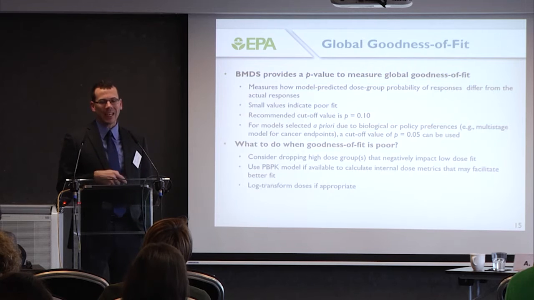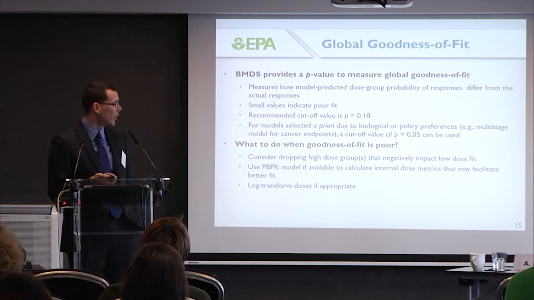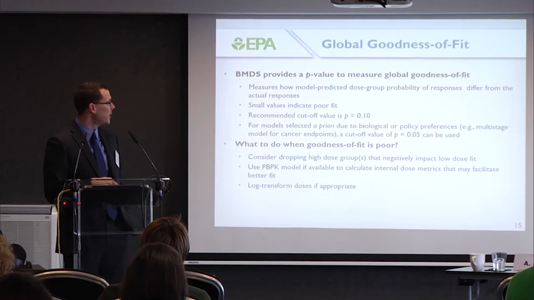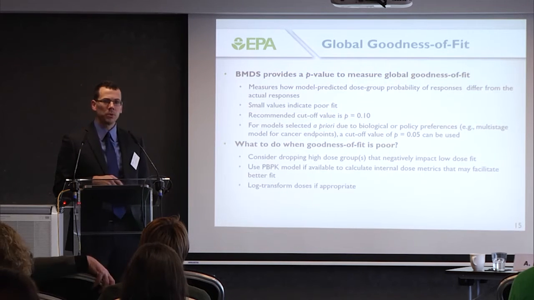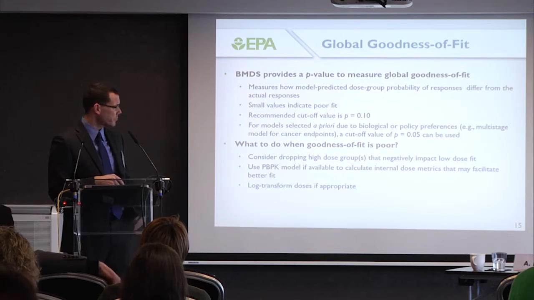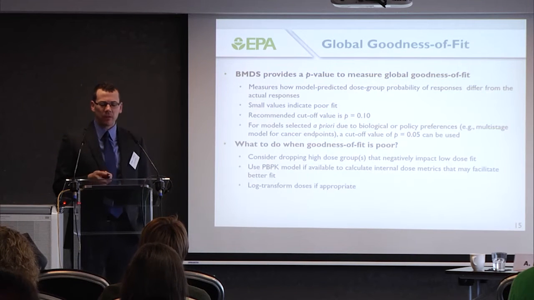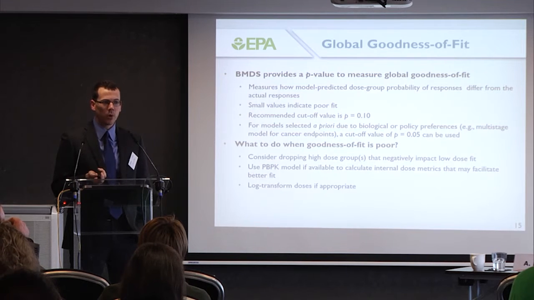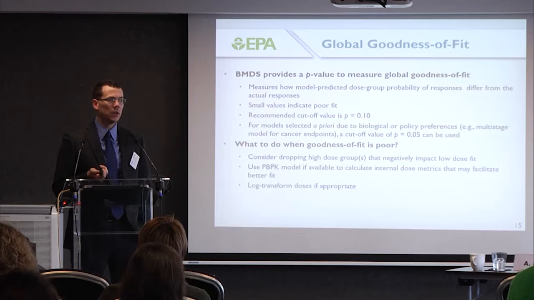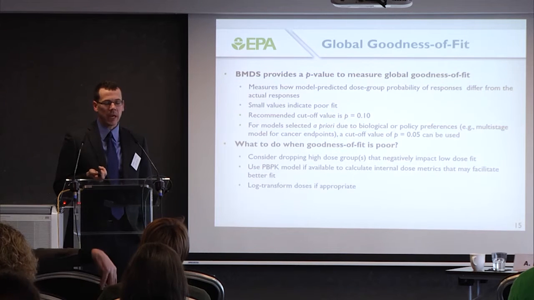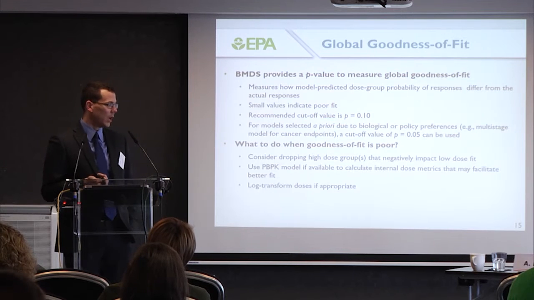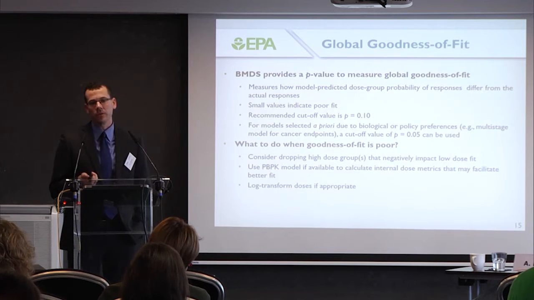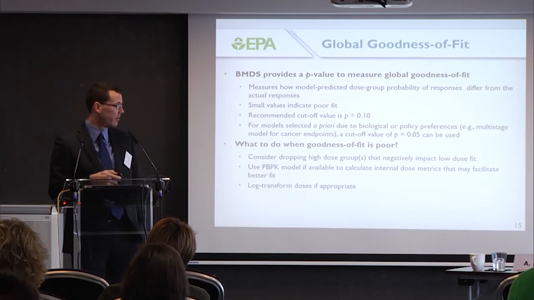For dichotomous data and continuous data, BMDS will output a global goodness of fit p-value. It's a chi-squared p-value, and it just tells you how the model predicted estimates differ from your observed data. Small values indicate poor fit. Our recommended cutoff value is 0.1. If you are using a particular model based on some a priori decision, say you're modeling cancer data and you're using the multi-stage model, to the exclusion of all the other models, we recommend a cutoff of 0.05.